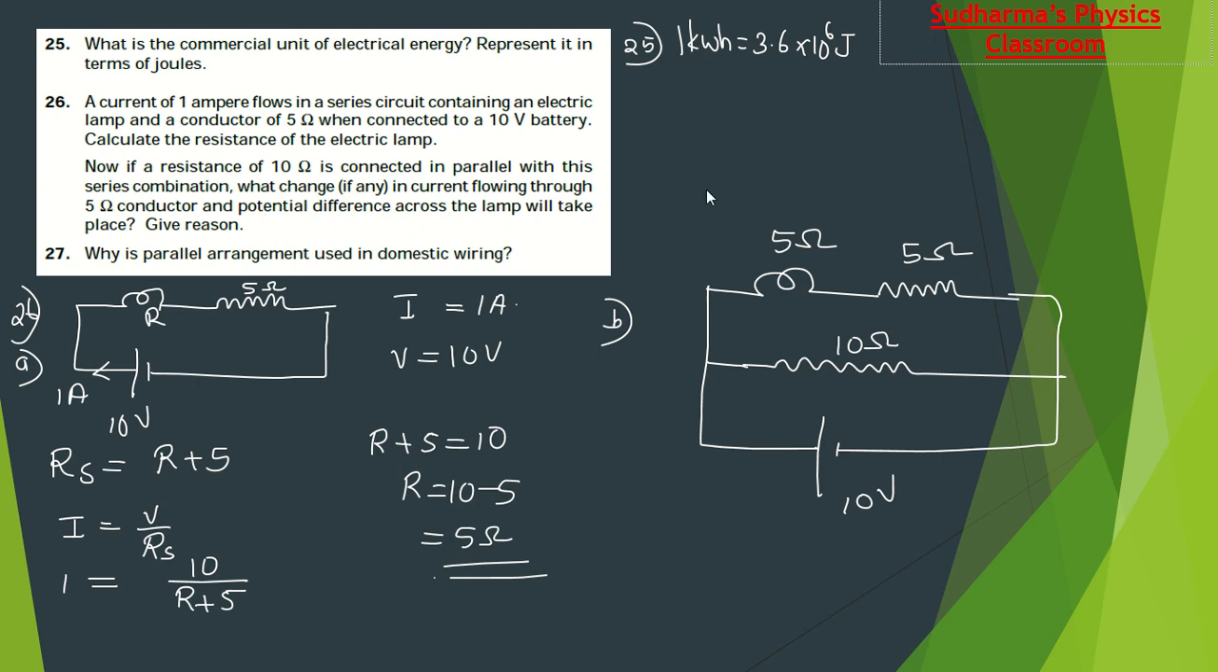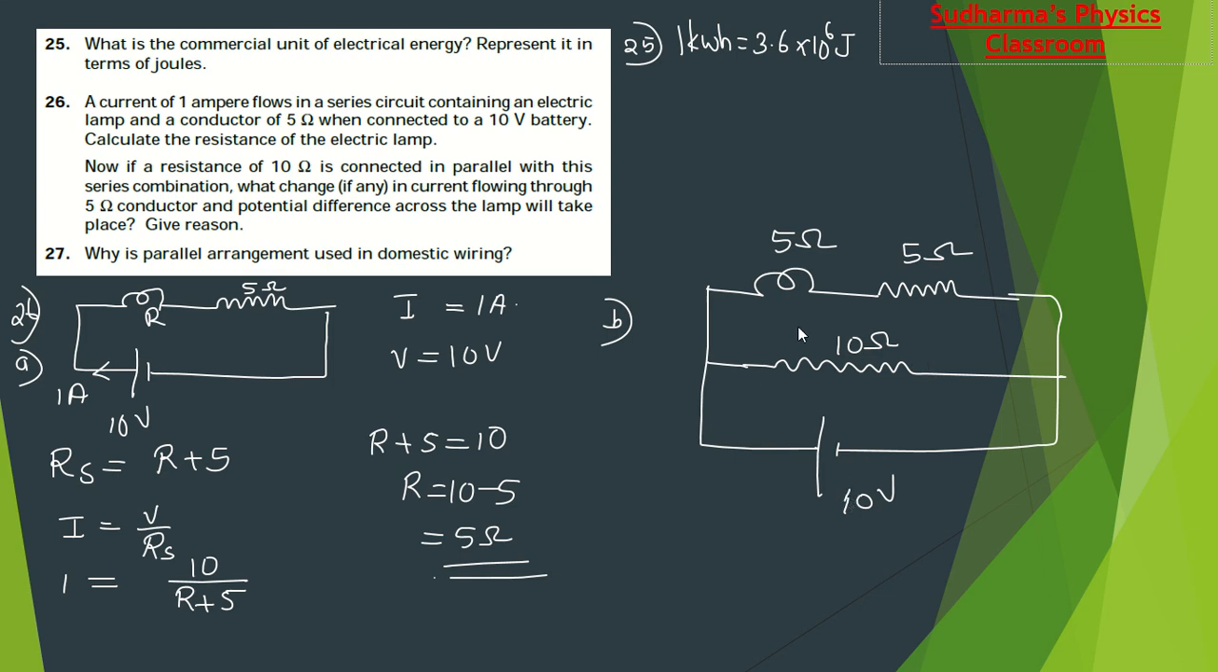So what happens now? If we have 5 ohm and 5 ohm, they make 10 ohm together. So again, 10 and 10 connected in parallel. When 10 and 10 are connected in parallel, what happens? The total resistance is going to be 5 ohm itself. So the total resistance of the new circuit when a 10 ohm is connected in parallel will give you 5 ohms. Now, what is the question here? If a 10 ohm is connected in parallel with the series combination, what change, if any, in current flowing through the 5 ohm conductor and potential difference across the lamp will take place? Okay, so we have to think that way. So here we have 10 ohm, here also we have 10 ohm.